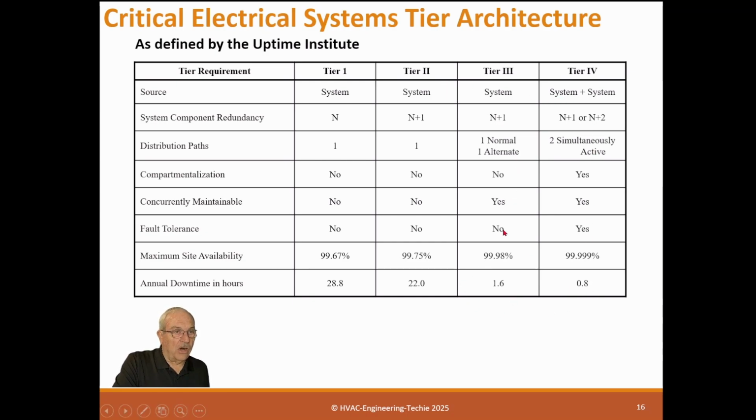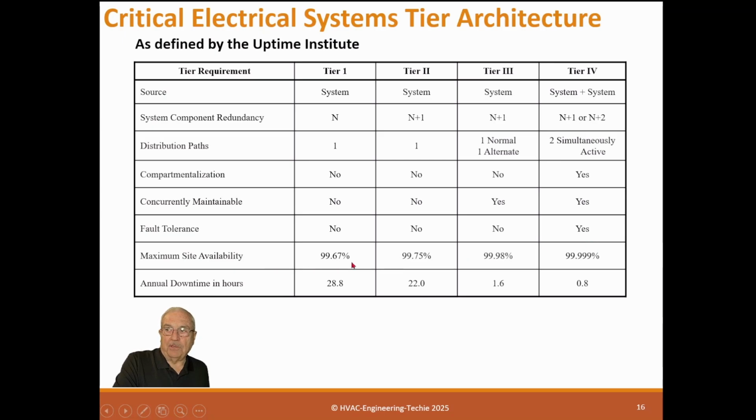Now you can see that the cost, and I'll show you in a second, goes exponentially higher over here. The redundancy component here is just N, which means it's designed to carry the load. Tier 2 is N plus 1, so you have redundancy. Tier 3 is N plus 1, and Tier 4 maybe N plus 2 or 3. So this could be a lot. Distribution paths: Tier 1 is 1, Tier 2 is 1. Tier 3 has 1 normal and 1 standby alternative, but Tier 4 has redundant paths. Yes, they're both active. Fault tolerant: Tier 4 is yes.